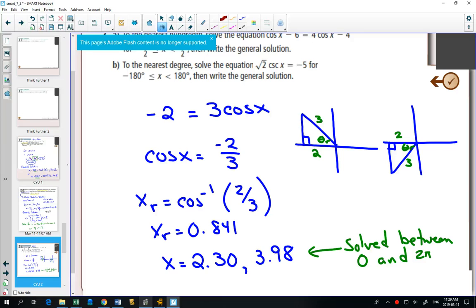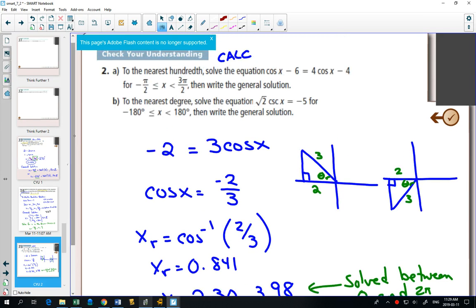A very important thing to do, though, is to look back and say, was that the domain that they asked for? No. The domain that they asked for was from negative pi over 2 to 3 pi over 2. So what does that mean? Well, that means I'm going to have positive angles from 0 to 3 pi over 2. And I'm going to have negative angles from 0 to negative pi over 2.